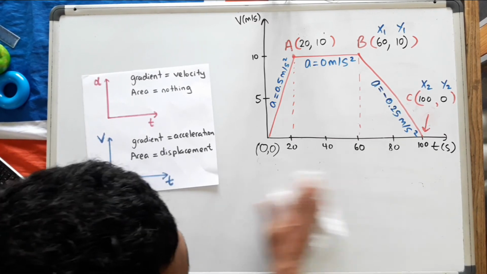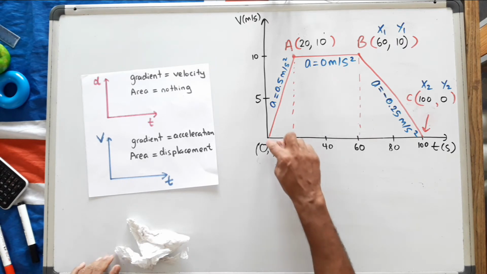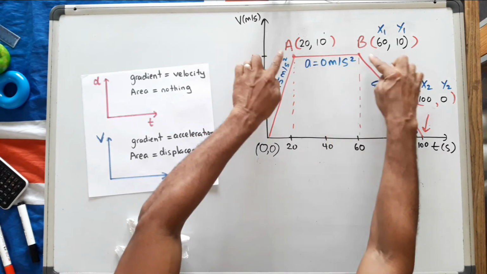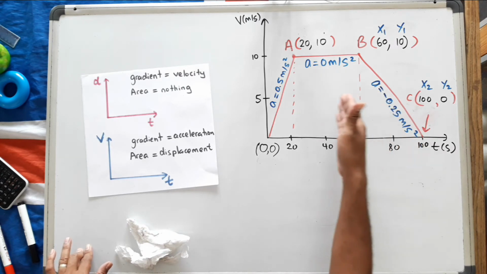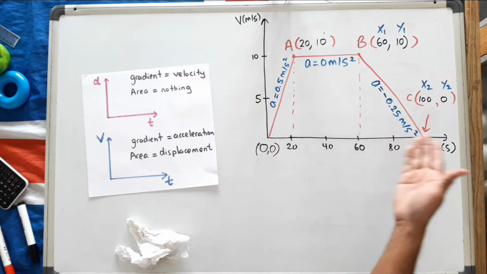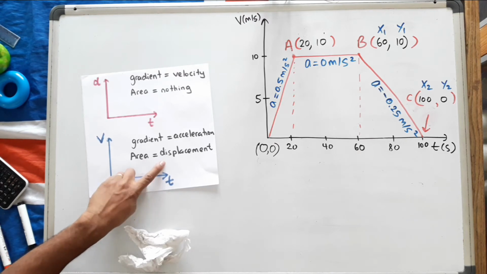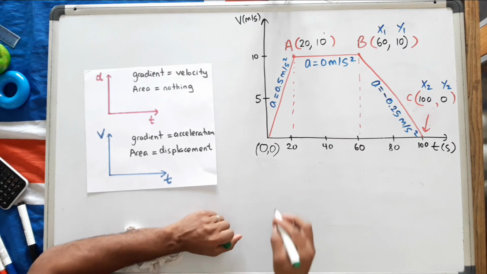Let's see if we can calculate the distance traveled between each portion. Between O and A, let's calculate the distance traveled. And then between A and B, we will calculate the distance traveled. And between B and C, we will calculate the distance traveled. After we do that, if we add up all the distances, we will get the total distance traveled between O and the endpoint C. But anyway, the area underneath the portion of the graph is just the displacement. So I'm going to use a different color for these calculations.